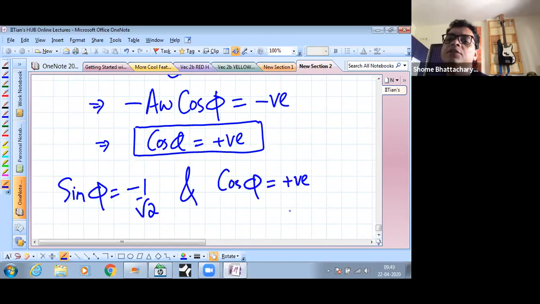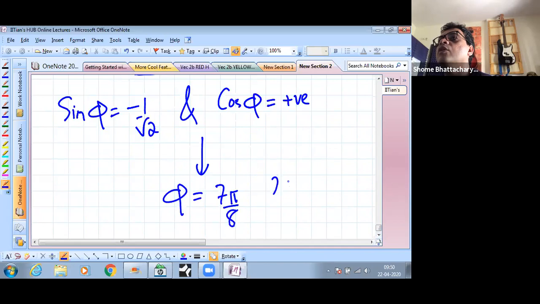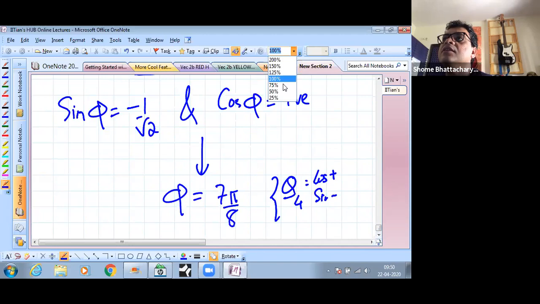So this is giving me a unique solution now. The fact that I've added the condition that cos phi is positive, because the particle velocity was downwards, is showing me a unique solution: phi has to be in the fourth quadrant. It has to be equal to 7 pi by 8, because in the fourth quadrant we have cos positive and sine negative. This is the property of the fourth quadrant. So this is the slightly tricky thing.